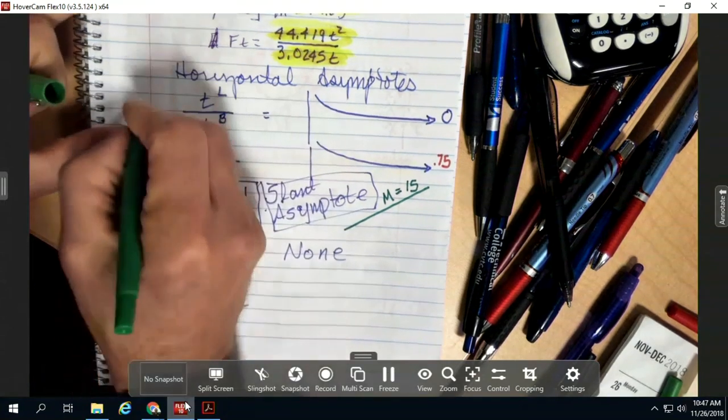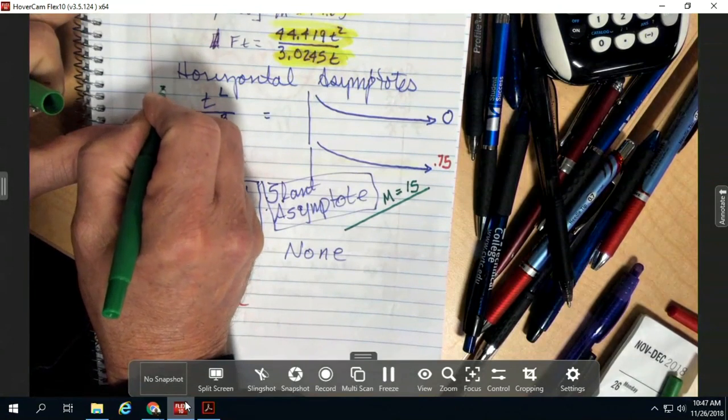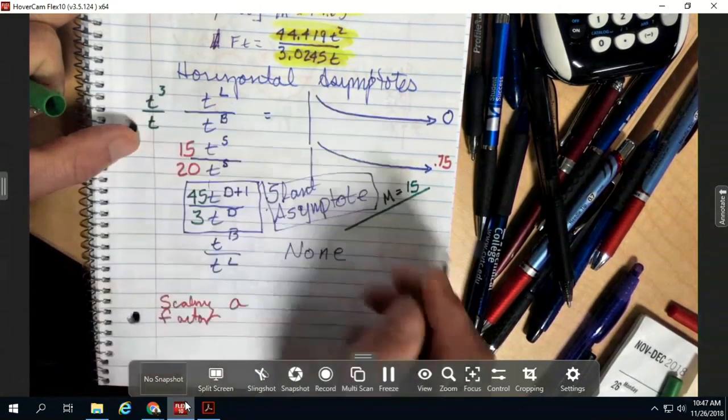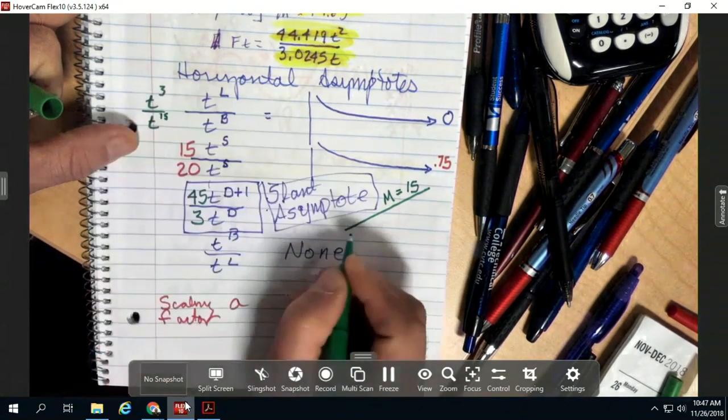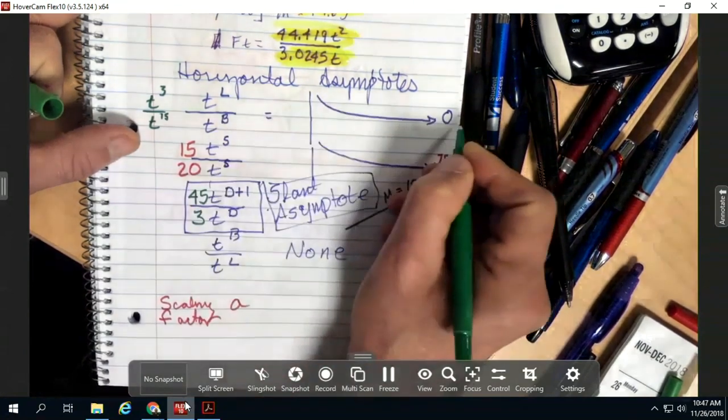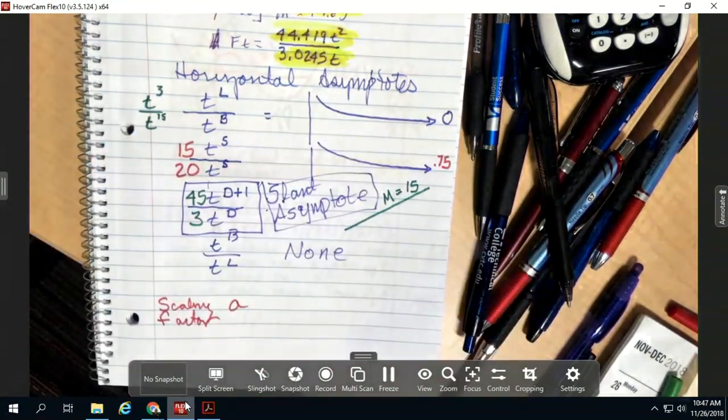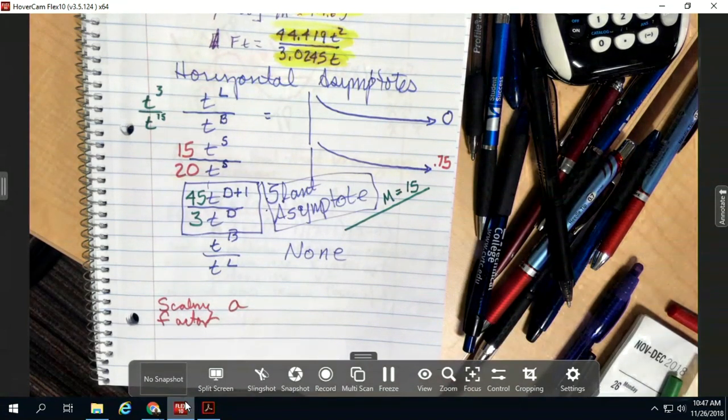So let's say that for this first one, t to the third, what would the denominator have to be? Give me an example of what it could be. 15. If that is true, there is a horizontal asymptote, and that horizontal asymptote, the bigger number I get, the closer it gets to 0. Why is that so? Well, think about it. Eventually, you would run out of t's if you were going to cancel, correct? You would have 1 over t to the 12th.